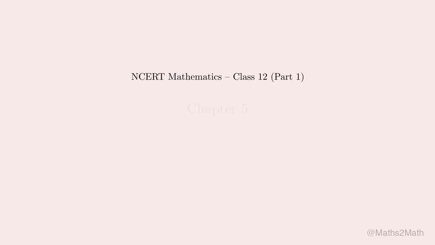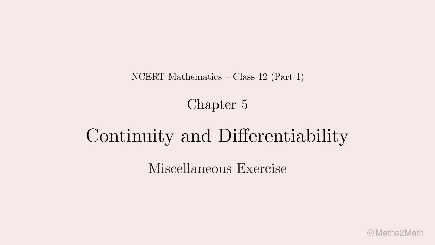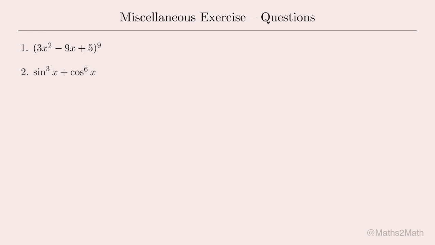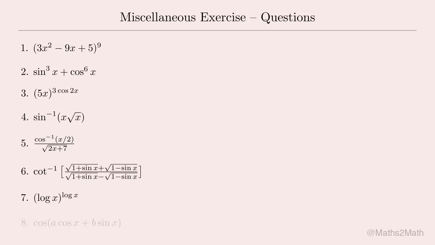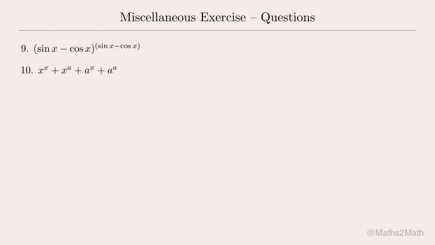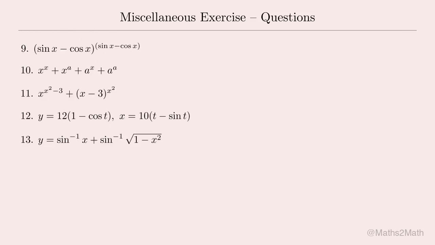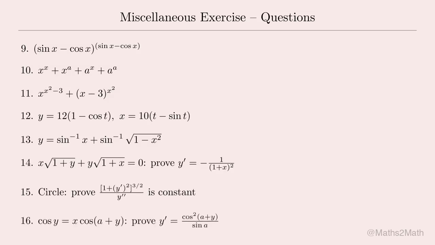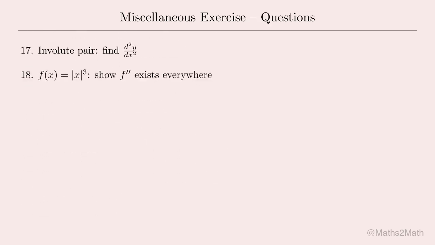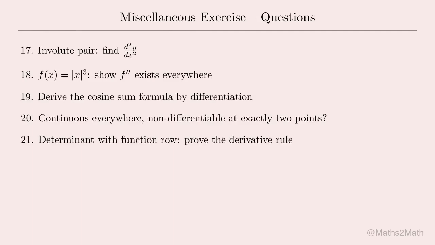In this video, we are solving every question of the miscellaneous exercise on Chapter 5, Continuity and Differentiability, from the NCERT Mathematics textbook for Class 12, Part 1. The miscellaneous exercise on Chapter 5 has 22 questions sweeping the whole chapter. Chain rule and logarithmic differentiations, parametric and implicit problems, second-order identities, and 3 beautiful theory questions. Here is the full list.